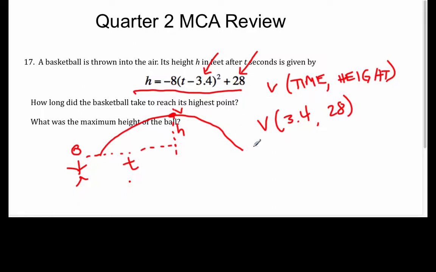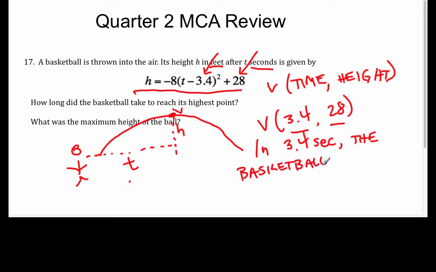Now it's asking how long did it take to reach its highest point? Right here, 3.4. 3.4 what? Well, if you look through the arrows I have here, 3.4 seconds. What is the maximum height of the ball? Well, it's in feet, I believe. In feet, okay? So it's going to be 28 feet. So in 3.4 seconds, the basketball will reach a maximum height of 28 feet.